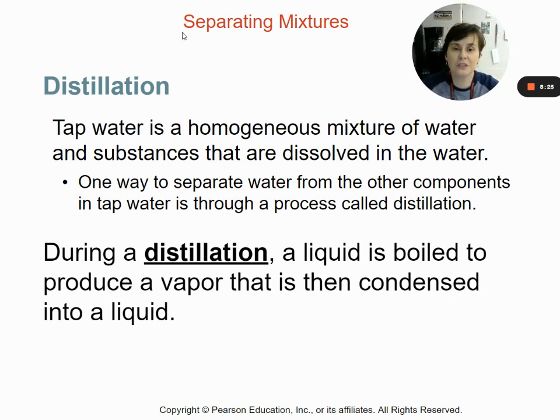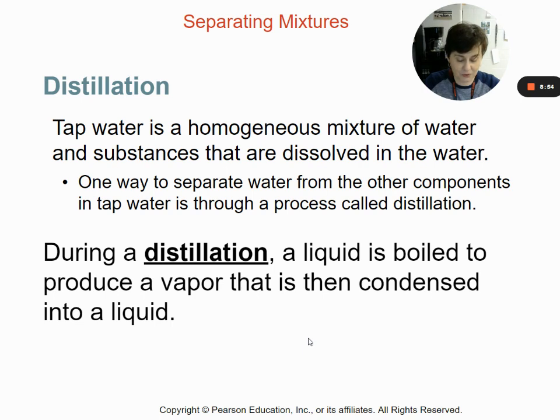The tap water is actually a homogeneous mixture of water and the substances dissolved in the water. That's why it tastes the way it does, as opposed to if you ever took a sip of distilled water, it probably wouldn't taste very good. One way to separate water from other components is through distillation. Let's say you had a whole bunch of gunk and stuff that you didn't want people drinking. So you might go through a really high-scale distillation. In that case, a liquid is boiled to produce a vapor that is then condensed down to be a liquid.